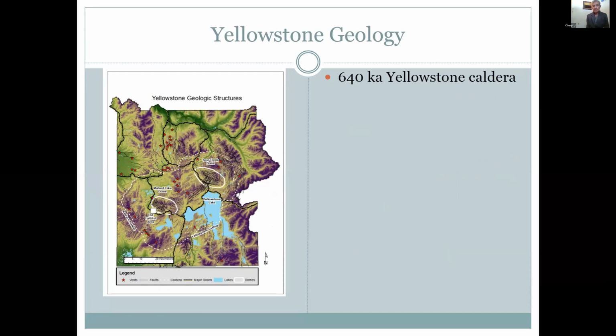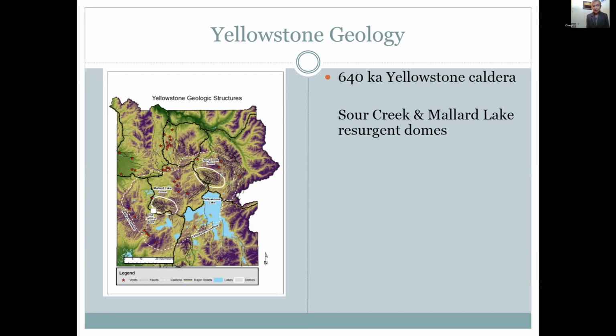And to provide some context for what we're going to look at in the Old Faithful area, I wanted to talk about Yellowstone geology and the basic geologic structures that influence what you will see in the Yellowstone area. First off, you may notice an oblong dotted line. That's the 640,000-year-old Yellowstone caldera on the image on your left.